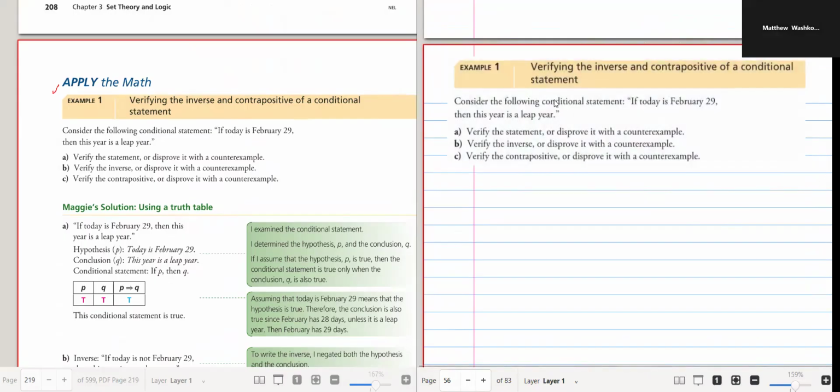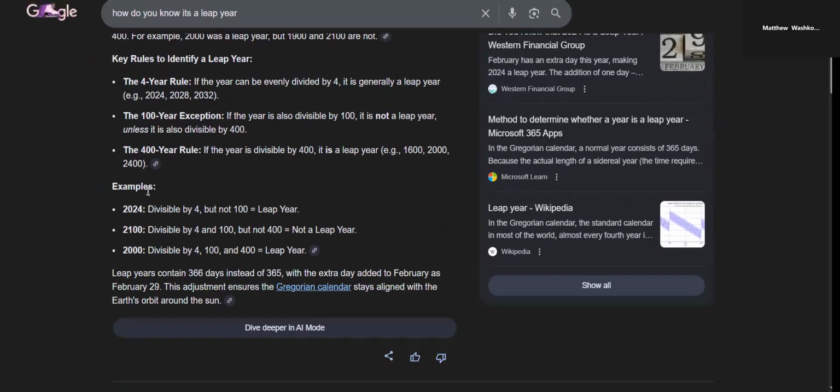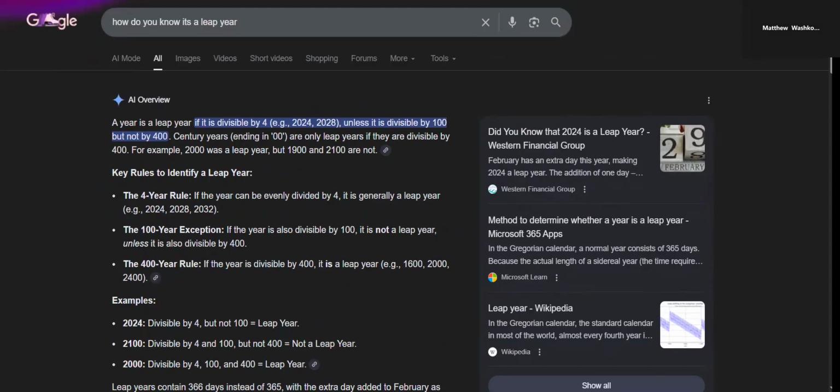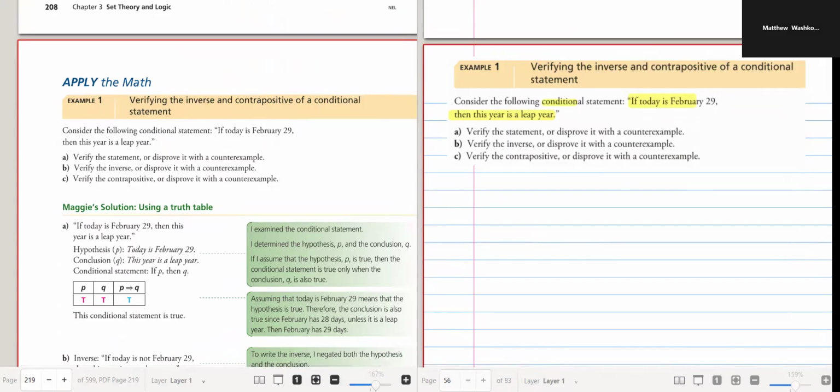Okay. So, consider the following conditional statement. If today is February 29th, then this year is a leap year. Now, if you don't know what a leap year is, hooray, Google! There's this stuff here. If you don't really get this, we're not testing you on your leap year stuff. So if this question confuses you, don't worry. Question 3 should simplify things a little bit here.